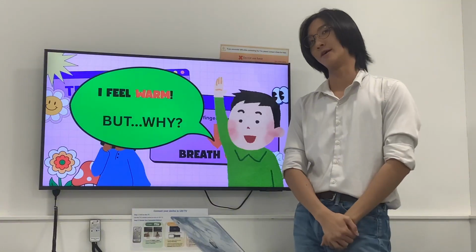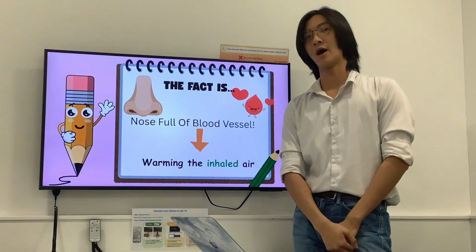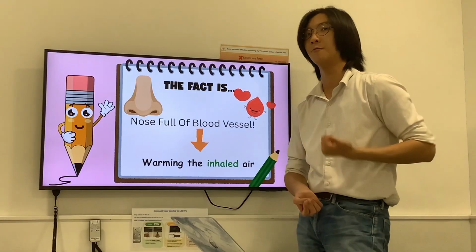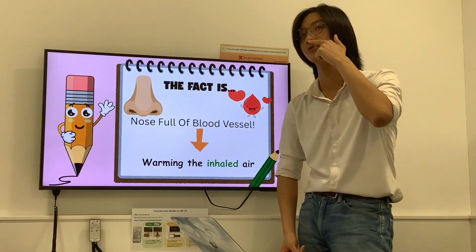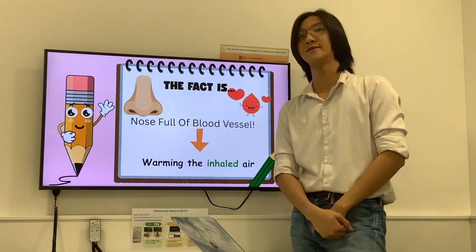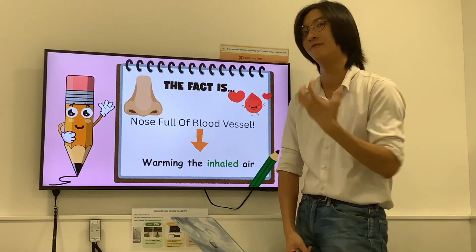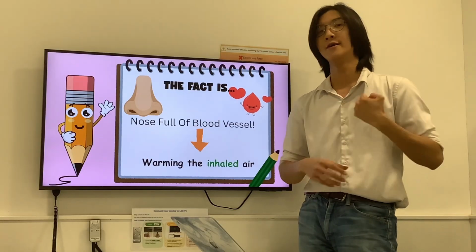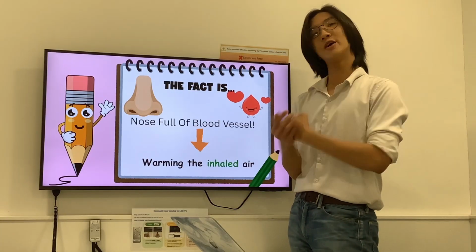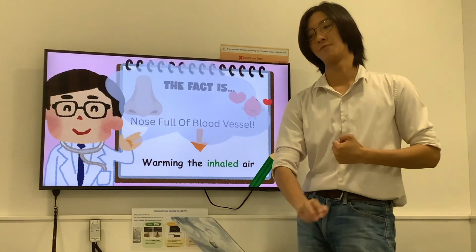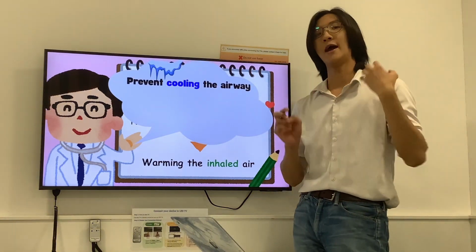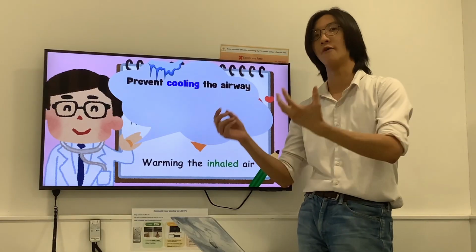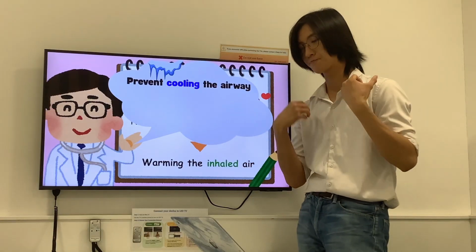So I will break this down. We have to understand that despite the nose looking normal, with the external outer nose right there, the inside is actually full of blood vessels that help warm the inhaled air. The function of this is to prevent cooling of the airway and to mitigate the irritation of the air when it's breathed in.